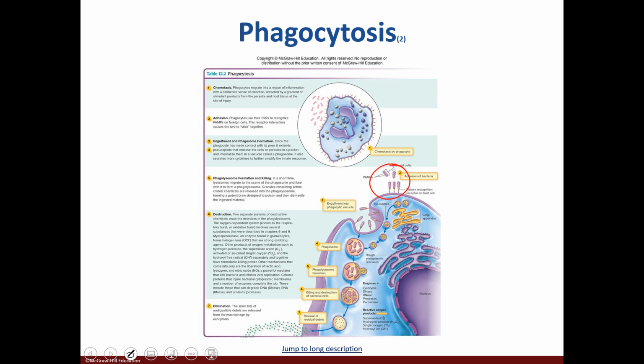The next stage involves engulfment and phagosome formation. After attachment to the pathogen, pseudopods bring the pathogen into a vacuole called a phagosome. The next step involves the fusion of the phagosome with a lysosome. The lysosome releases antimicrobial chemicals into the phagolysosome. The chemicals induce a respiratory burst, which destroys and kills the bacterial cells. The waste is then released via exocytosis.